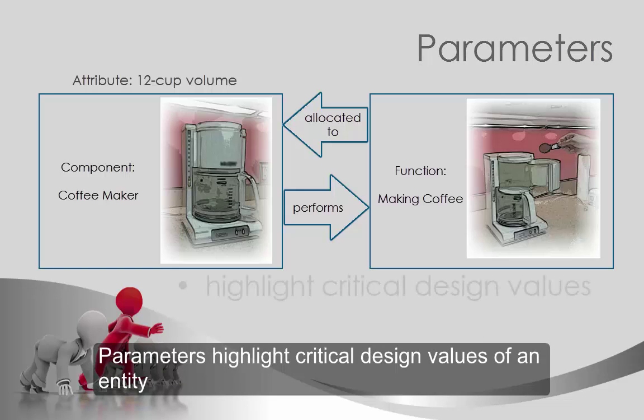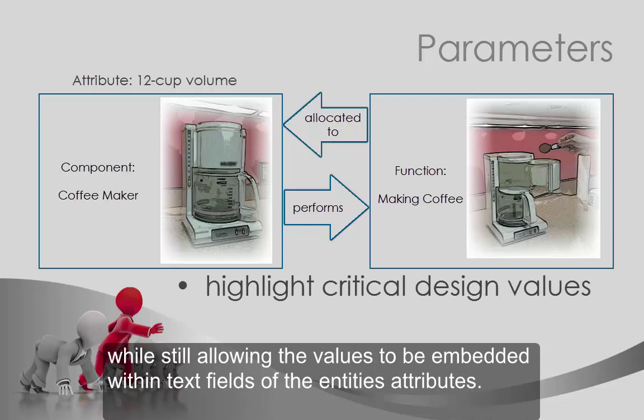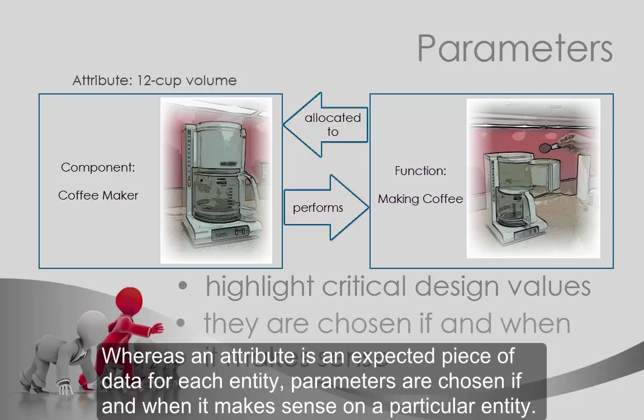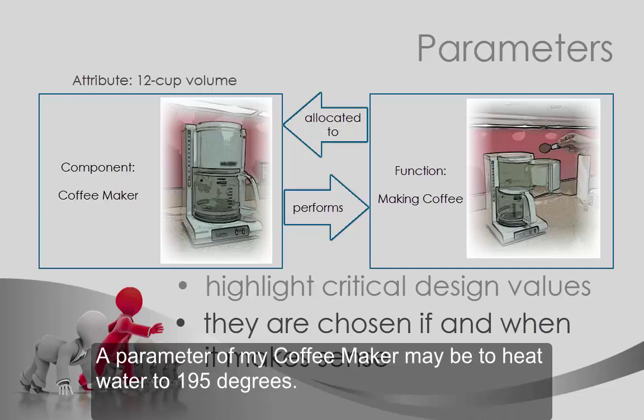Parameters highlight critical design values of an entity while still allowing the values to be embedded within text fields of the entity's attributes. Whereas an attribute is an expected piece of data for each entity, parameters are chosen if and when it makes sense on a particular entity. A parameter of my coffee maker may be to heat water to 195 degrees.